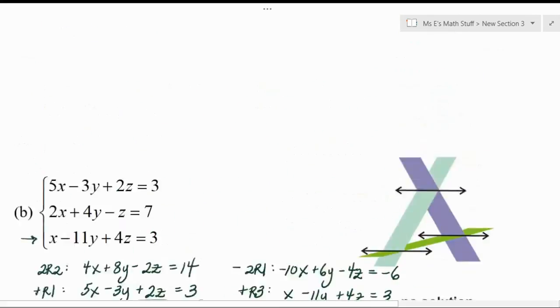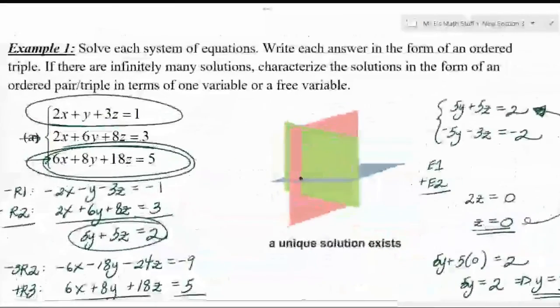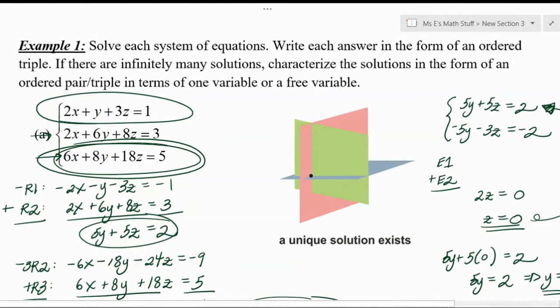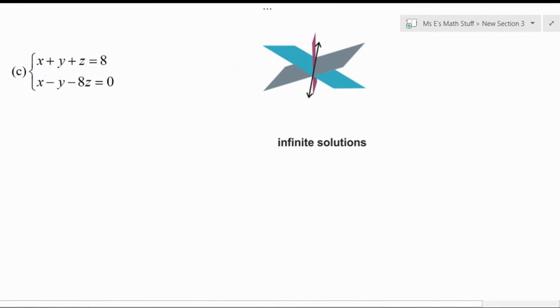And just want to scroll up and remind you of the directions here. This is where this part applies: if there are infinitely many solutions, characterize the solutions in the form of an ordered, in this case, triple, in terms of 1 variable or a free variable. So we've done this in the past in 2 dimensions. Now you just get to do it in 3, okay? So go ahead and see how far you can get with part C, and then we'll talk about it in the next video.